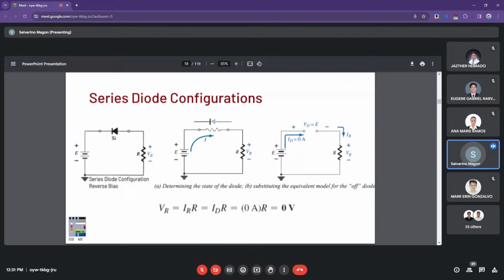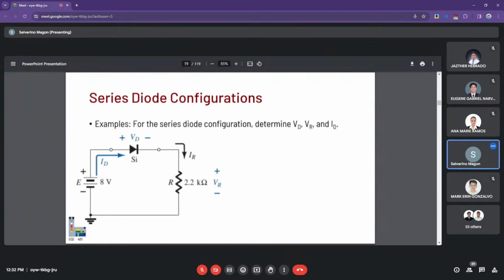So for the other series configuration, in this case we have a reverse bias condition. In such an event, if we substitute this as an off condition, we have zero current, and the voltage drop is essentially VR. VD is equivalent to the entire E value. But of course, since you have zero current here, then your VR will also be zero right there.